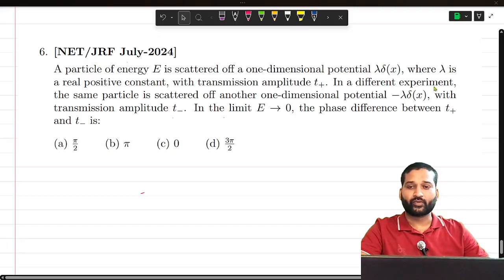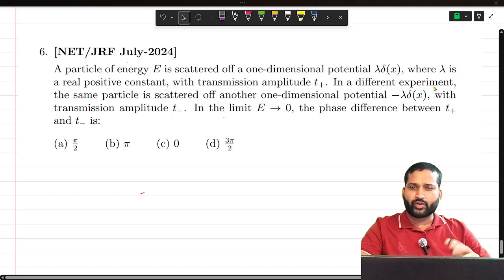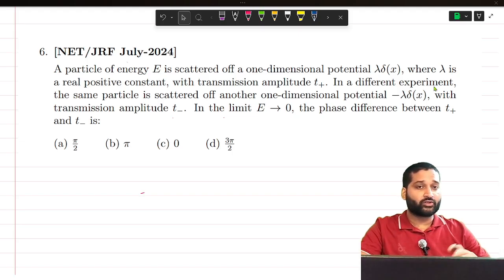So in the video series of previous year questions of CSIR-UGC, we have already solved 6 topics, and currently we are in the 7th topic, which is the Schrödinger equation, and we have solved 5 questions from this topic. So let's move to the 6th question, which was asked in July 2024.